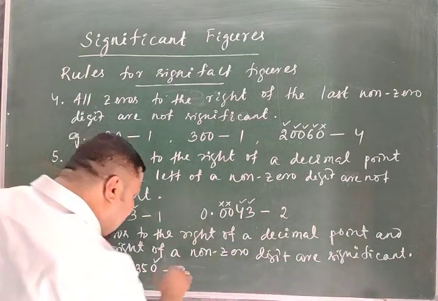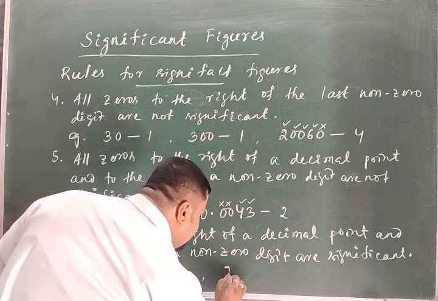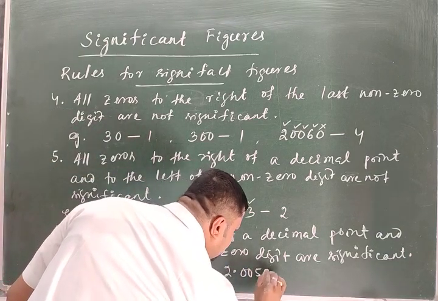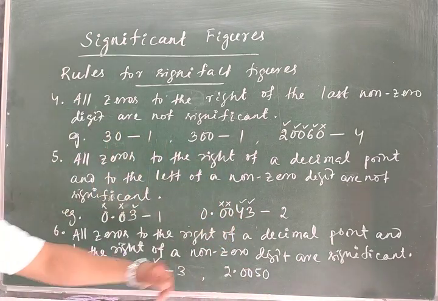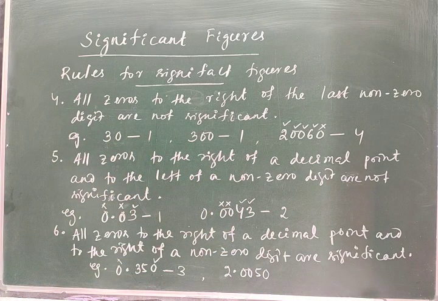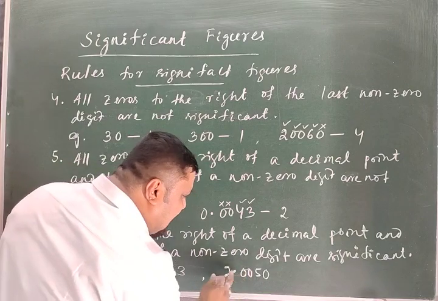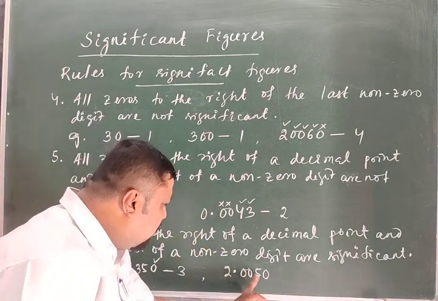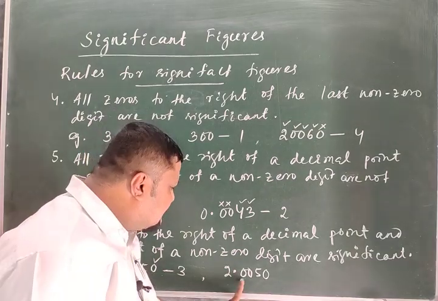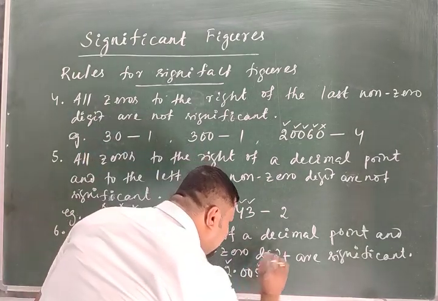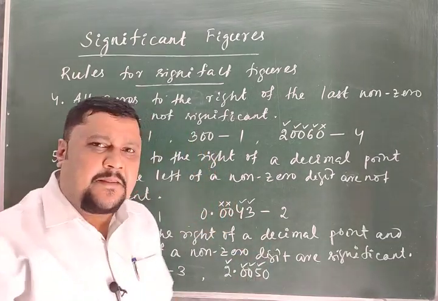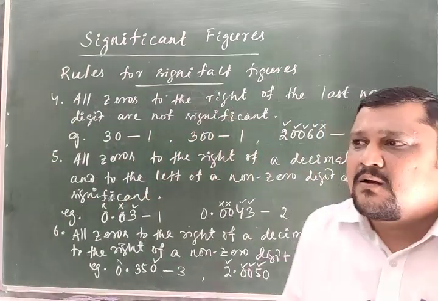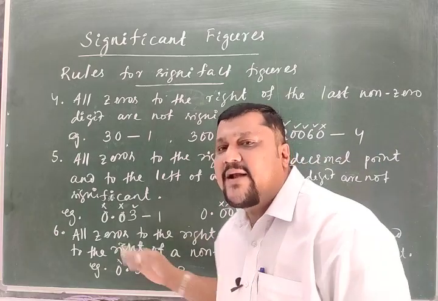And again I will take another example. Suppose 2.0050. What are the significant figures? Now you see these zeros, forget about the decimal. First, these zeros are between two non-zero digits. So they are significant. So this is obviously significant and this is significant. The point is, all the discussion is about the zeros. Whether we will consider the zero as significant or not.